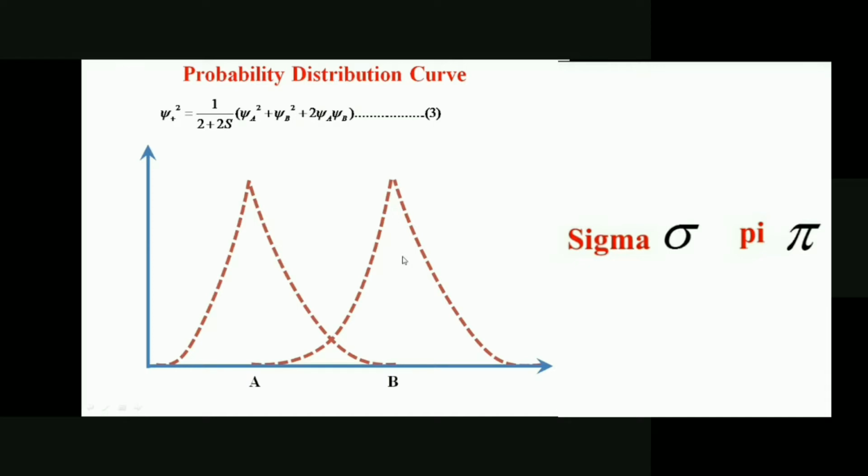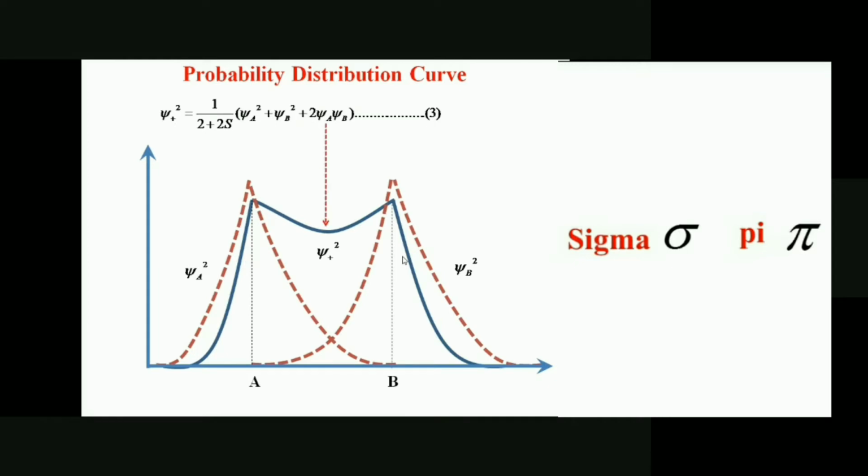Now when they combine with overlap, they form this blue line, that is psi plus square. This is the combined wave function, the molecular orbital wave function, and it gives the probability of finding the electron in the molecular orbital. We can see here the term twice psi A psi B. It increases the probability of the electron between the nuclei, stabilizes the molecular orbital, and leads to a decrease in the energy of the molecular orbital.